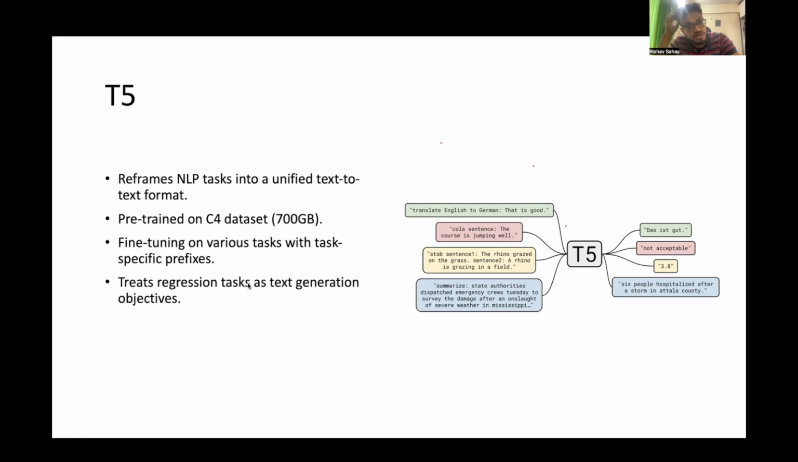It's trained on the huge C4 dataset, which is a 700 GB corpus of clean web text, enabling the model to learn diverse linguistic patterns. During fine-tuning, T5 uses task-specific prefixes to indicate the required task, such as "translate English to French" for translation, or "summarize" for summarization. Even regression tasks are treated as text generation here, further unifying its approach across different tasks.